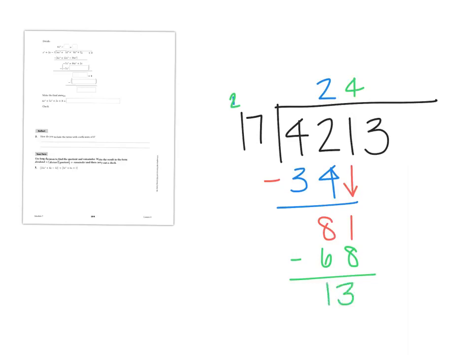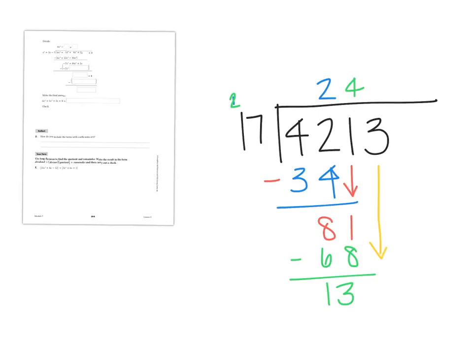81 minus 68 is 13. Okay, what would have happened if when I had done that subtraction, instead of getting 13, I'd gotten something like 24? What would that tell me? I can take out another 17. That 17 goes into it another time. Okay? All right, so now I've got 13.